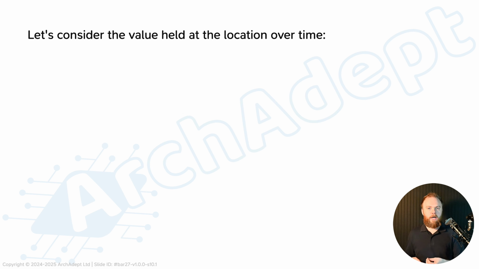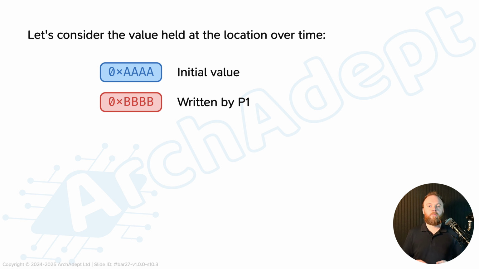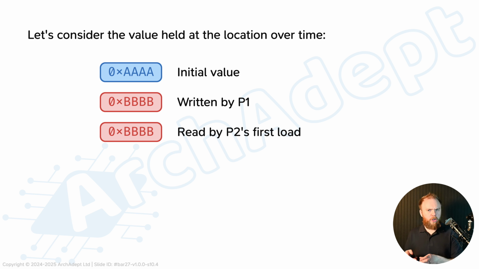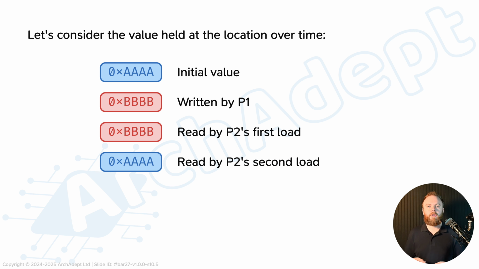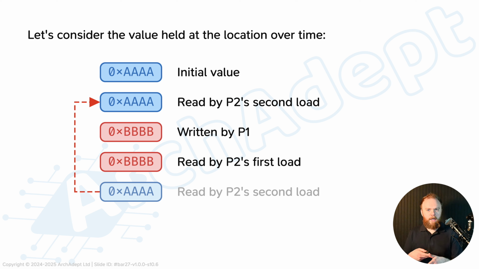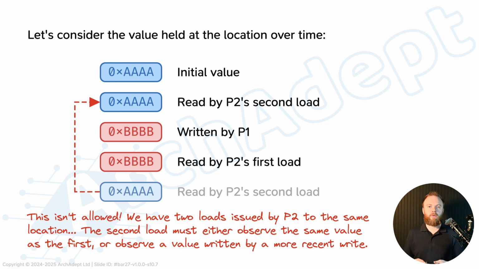Well, let's consider the value held at this location over time from the perspective of P1 and P2. So the word began with initial value 0xAAAA. P1 then wrote value 0xBBBB to it, and that was observed by P2's first load in program order. However, P2's second load in program order then read value 0xAAAA. In effect, it's almost as if P2's second load has been reordered here before its first load, but that's not allowed.